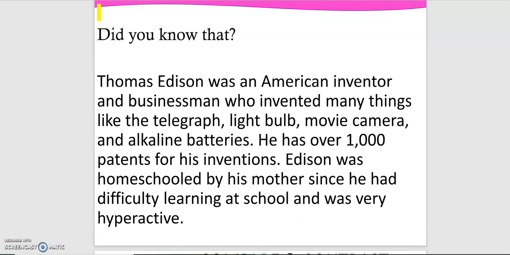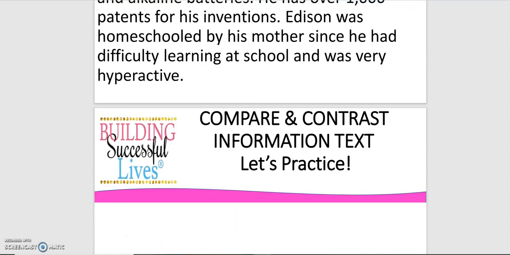Did you know Thomas Edison was an American inventor and businessman who invented many things like the telegraph, light bulb, movie camera, and alkaline batteries? He has over 1,000 patents for his inventions. Edison was homeschooled by his mother since he had difficulty learning at school and was very hyperactive.